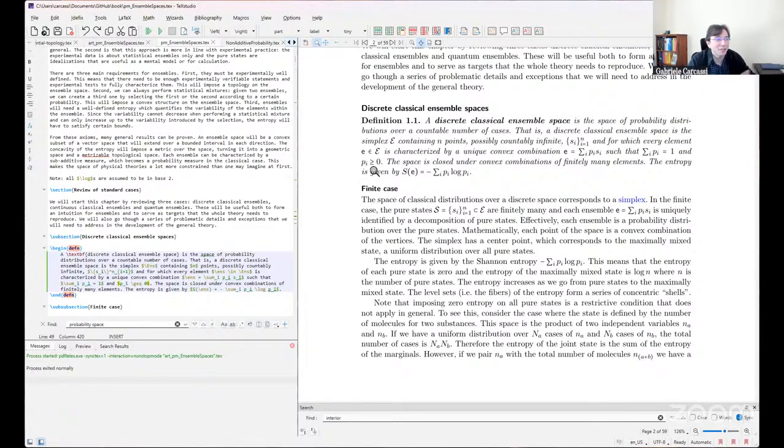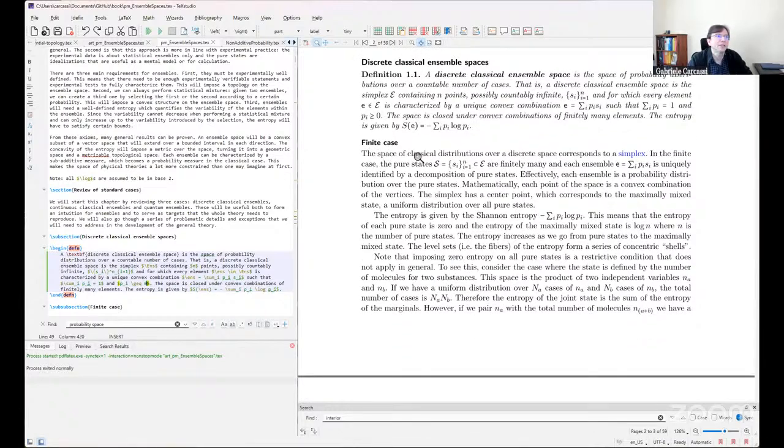I probably forgot that many times, but this is the difference between an affine combination and a convex combination, and a probability mixture is a convex combination. The space is closed under convex combination of finitely many elements. If you have two probability distributions, you can say, I'm going to take 30% of this one and 70% of this one. You sum them, and you have another probability distribution. So not only can you make a probability distribution over the points, but you can also make a statistical mixture of probability distributions. And the entropy is given by minus the sum of pi log pi. This is the discrete classical case. So in the end, the space of classical distributions over a discrete space corresponds to a simplex.